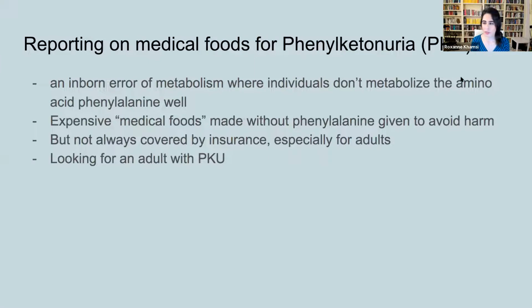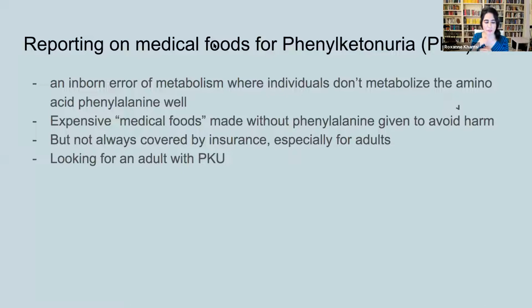So this is an example from a few years ago, and I was reporting a story for Nature Medicine at the time on phenylketonuria, which some people might know of as PKU. It's a metabolic disorder where people don't metabolize the amino acid phenylalanine very well. So people with this condition are given medical foods that don't have this amino acid, so that they don't develop some of the cognitive issues that people develop if they are exposed to it.